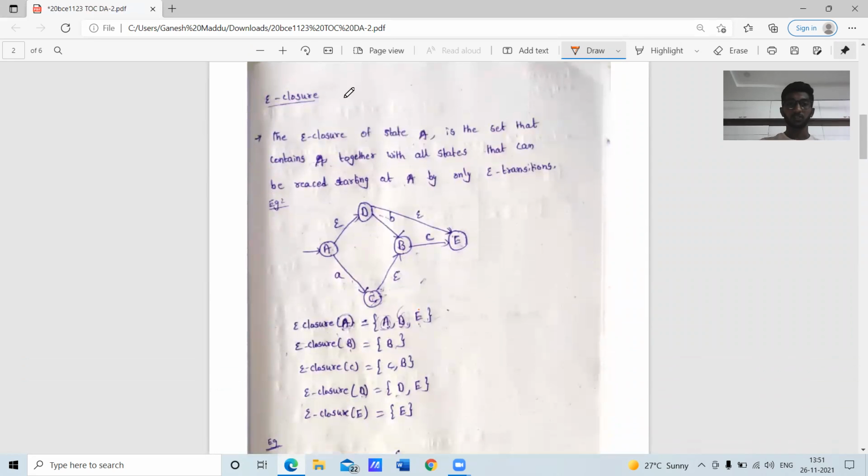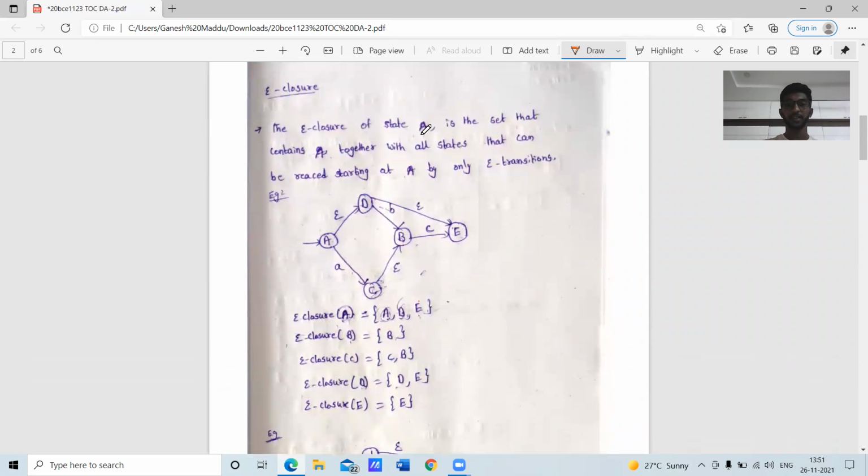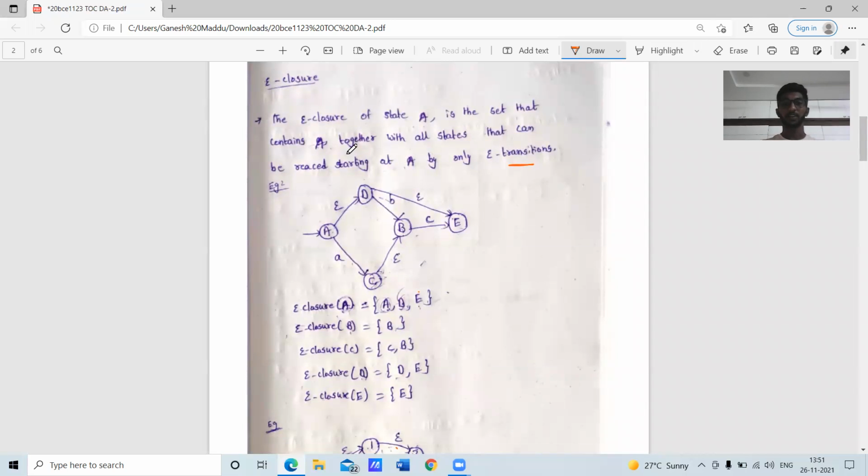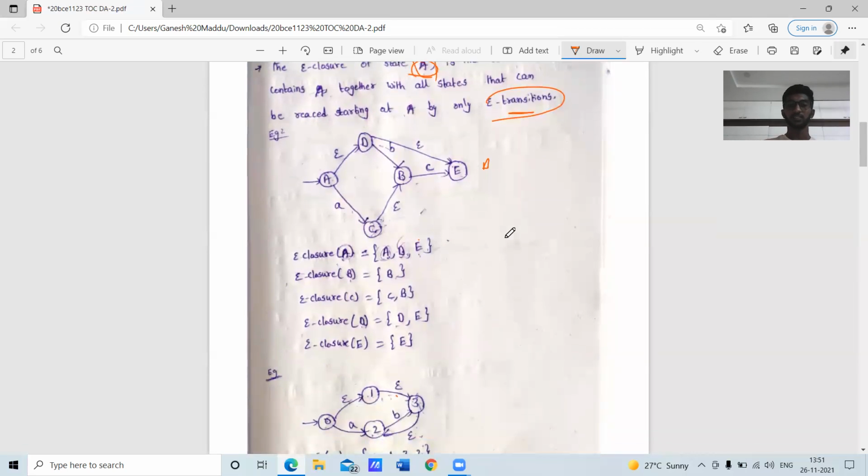Now we will see epsilon closure. Epsilon closure of state A is the set that contains A together with all states that can be reached starting at A by only epsilon transition. Now, after seeing one example, we will have clarity on this. Here A is taken as a state. The epsilon closure is A and the states that are reached by using epsilon transition from that A. In this example, see all the states of the epsilon closures here.